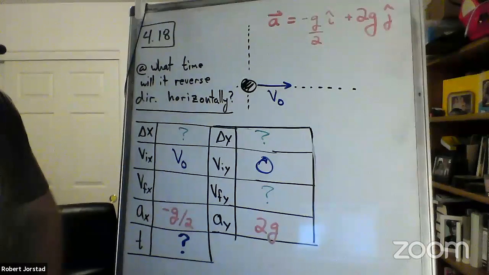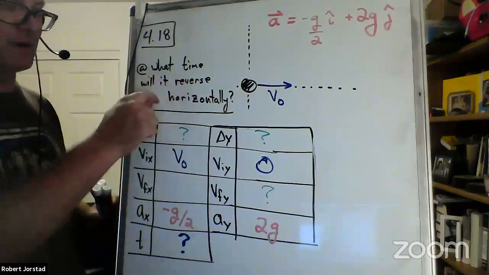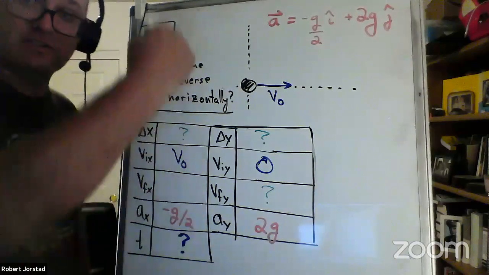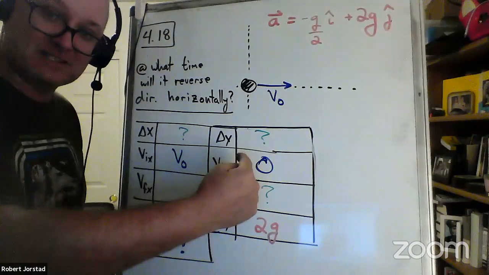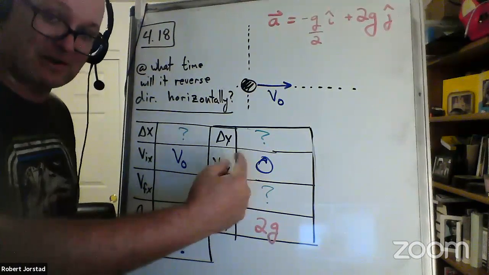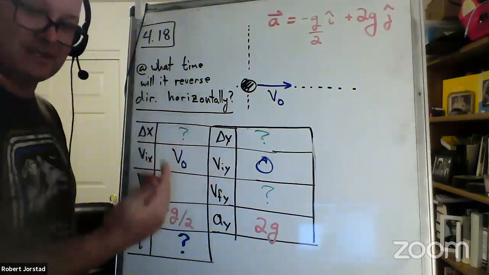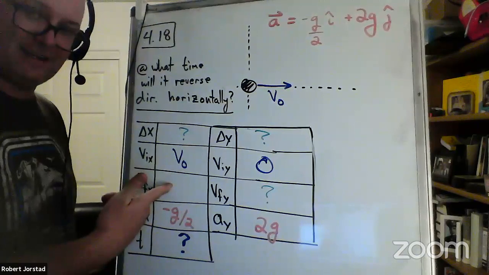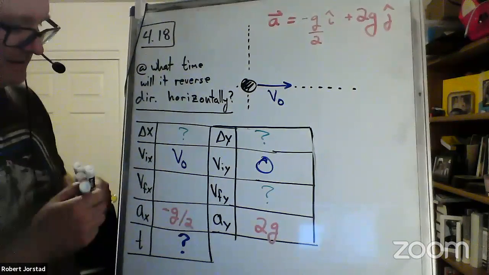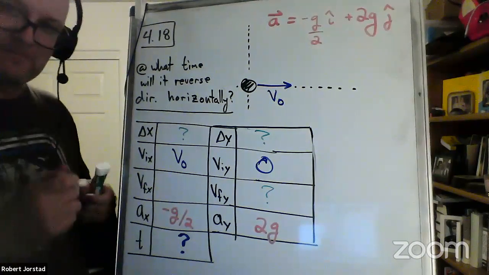Is it that VFX is 0 because we're looking for when VFX is less than 0? At that point is when it's going to be turning left. Exactly. Right? When does it reverse direction? Think about it. When something reverses direction vertically, we've been saying V final y equals 0, right? When it's reversing direction horizontally, we say ding, ding, ding, ding, ding. Isn't that cool?